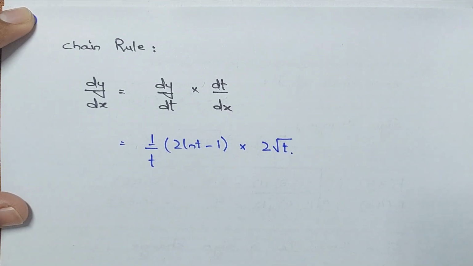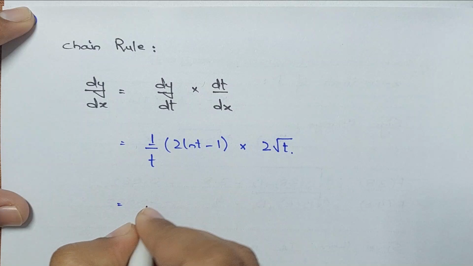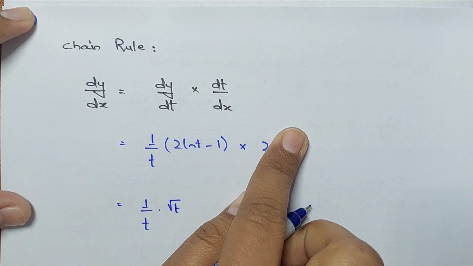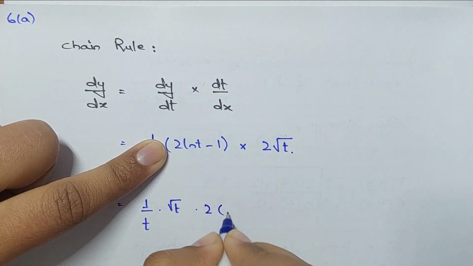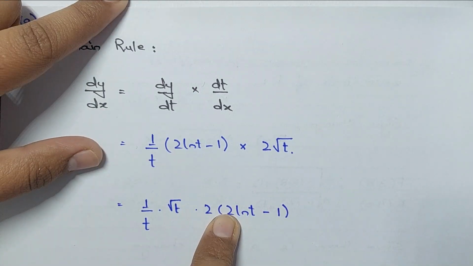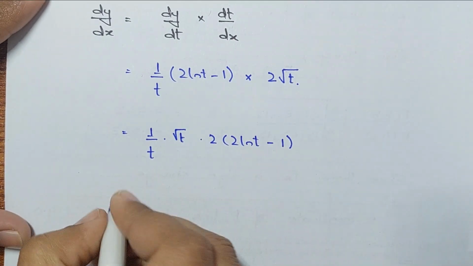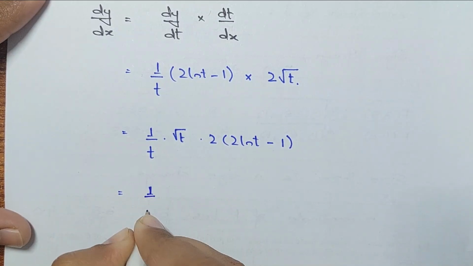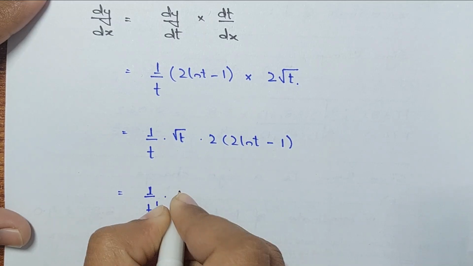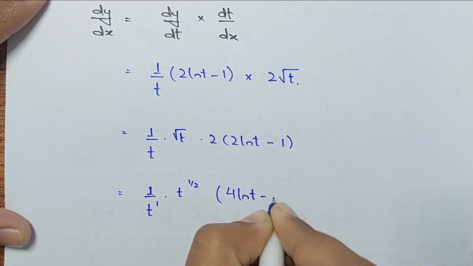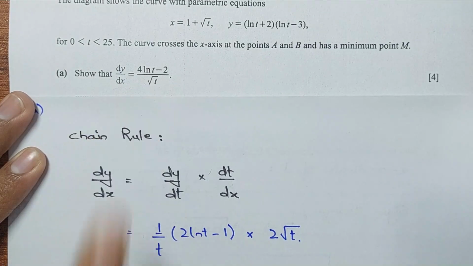All right. Now here we have 1 over t and square root of t. So the 2 is multiplying with 2 natural log of t minus 1. So 2 times 2 would be 4 natural log of t, and 2 times 1 is minus 2. Here the t power is 1 and this t power is 1 by 2. Here we have 4 natural log of t minus 2.